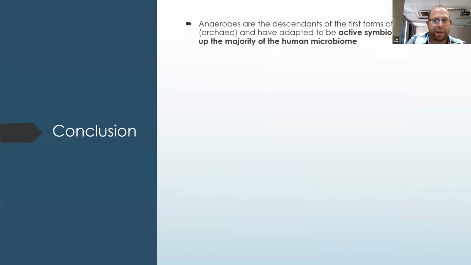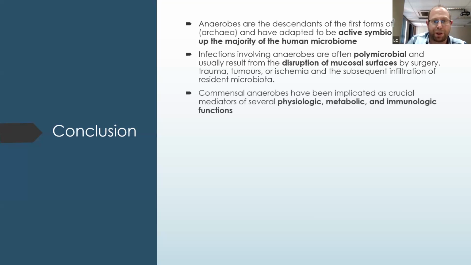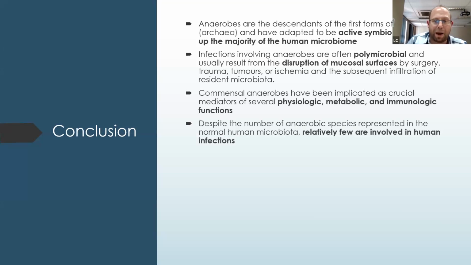So in conclusion, again, these are descendants of the first forms of life and have adapted to be active symbionts making up the majority of the human microbiome. The infections are usually polymicrobial and result in disruption of mucosal surfaces or the presence of ischemia to promote the anaerobic environment. Commensal anaerobes are implicated as crucial mediators of physiological, metabolic, and immunological functions. And despite the number of anaerobic species represented in the normal human microbiota, relatively few are involved in human infections.